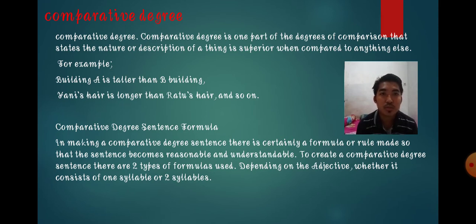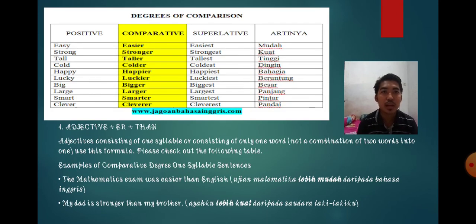Comparative degree sentence formula. In making a comparative degree sentence, there is certainly a formula or rule made so that the sentence becomes reasonable and understandable. To create a comparative degree sentence, there are two types of formula used, depending on the adjective, whether it consists of one syllable or two syllables. And that is the table of degree of comparison.